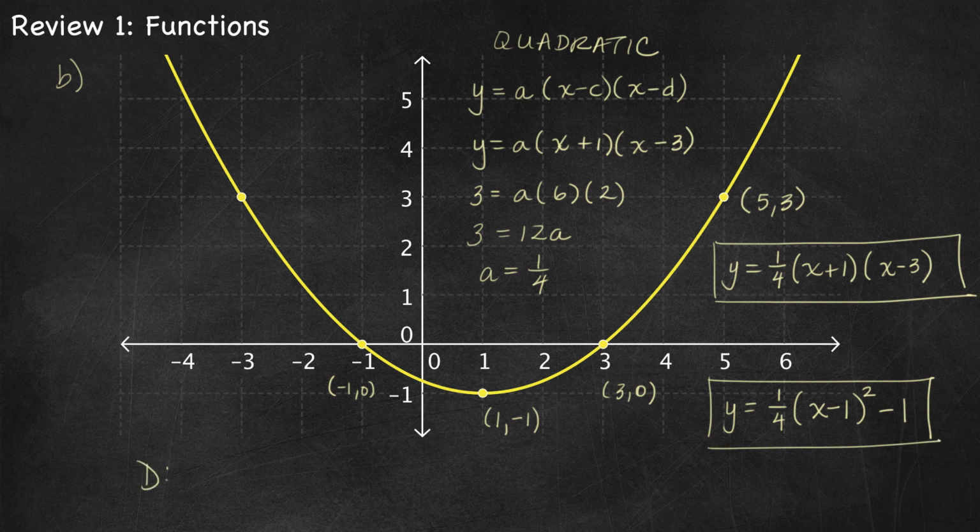Now the domain for our quadratic function is all real numbers. That's always true of quadratic functions. And our range, in this case, goes from the vertex at -1, including that -1, up to infinity. So we need a closed bracket to include the -1, or a square bracket.